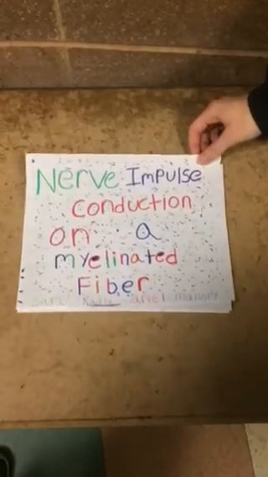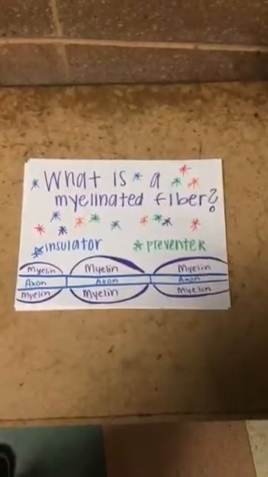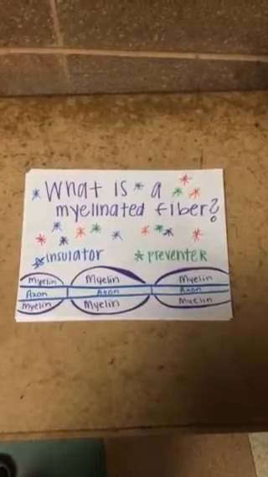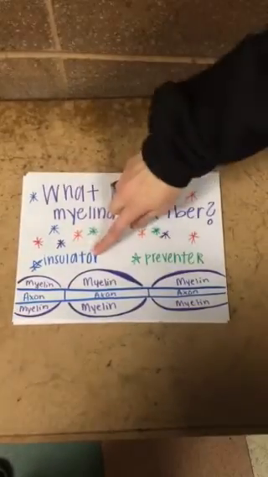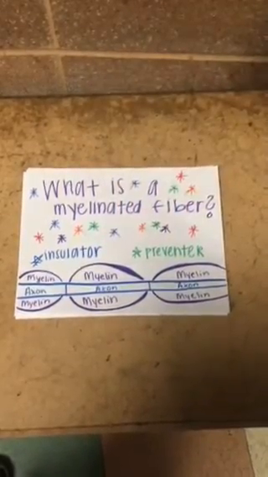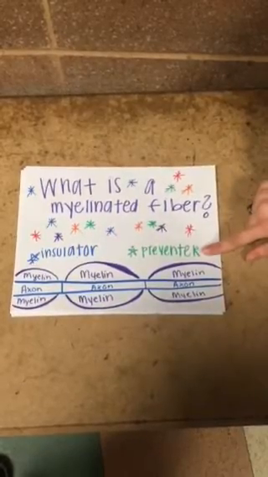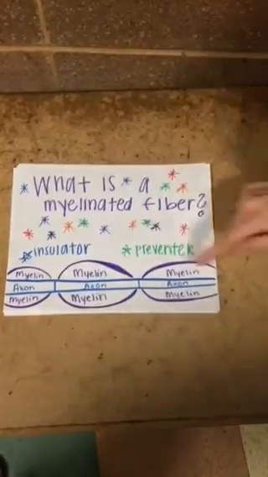Conduction on a myelinated fiber. What is a myelinated fiber? A myelinated nerve fiber serves as an insulator, insulating the axon. It prevents almost all flow of ions through the membrane enclosed in myelin.